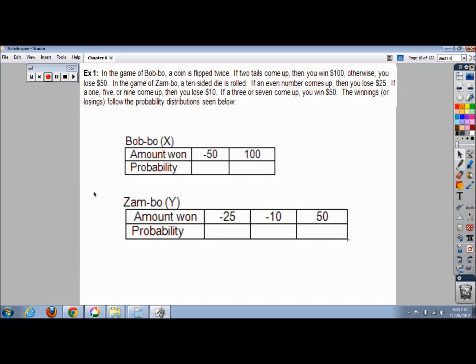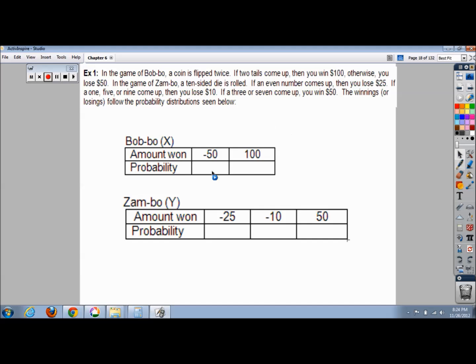So it says in the game of Babo, a coin is flipped twice. If two tails come up, then you win $100. Otherwise, you lose $50. In the game of Zambo, a 10-sided die is rolled. If an even number comes up, you lose $25. If a 1, 5, or 9 come up, you lose $10. If a 3 or 7 come up, you win $50. The winnings or losings follow the probability distribution seen below.